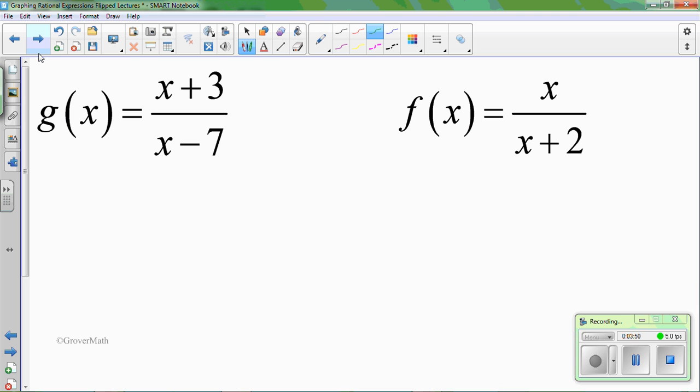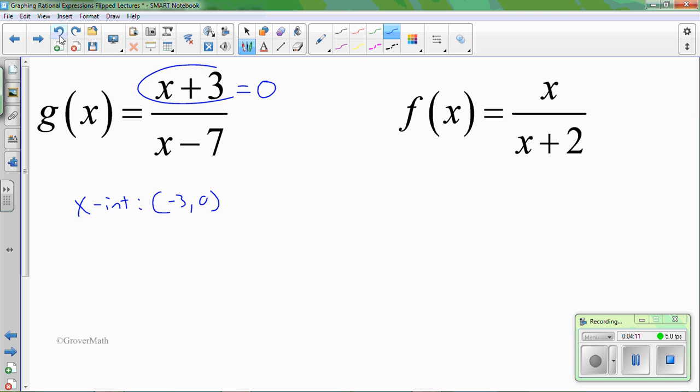First one, g of x equals x plus 3 over x minus 7. And we're starting off real basic here. There's no factoring to do. So solving the numerator is just setting it equal to 0 and solving. So your x-intercept would give you a coordinate of negative 3, comma, 0. Solving this up here would give you negative 3.